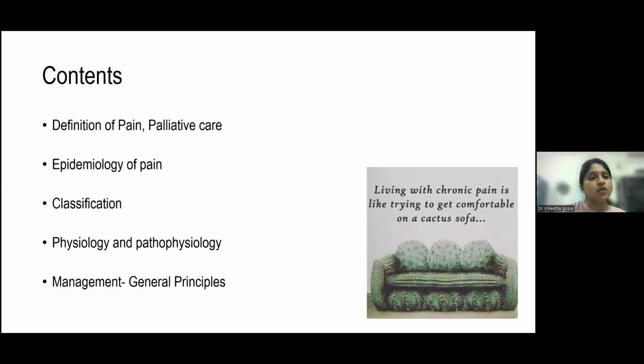So I'll be going through the definition of pain and palliative care, epidemiology of pain, classification, physiology and pathophysiology, and management, just the general principles.